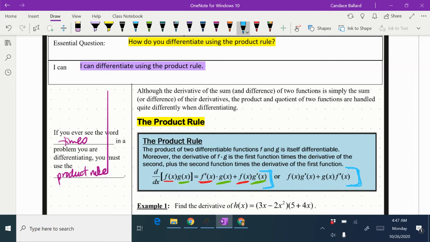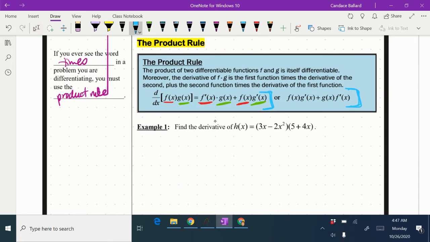Let's take a look at one of these at least. I notice I have 3x minus 2x squared times 5 plus 4x. I am going to use my product rule because I had times. My first one here is the red function, my second one is the green function. I automatically go ahead and underline that.